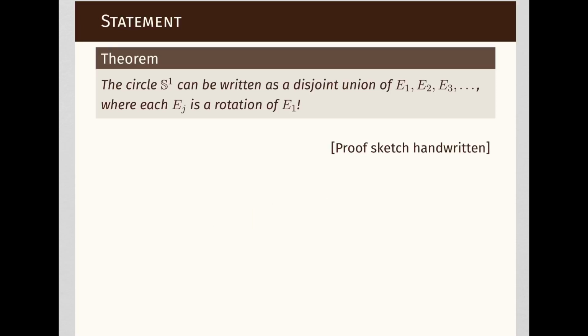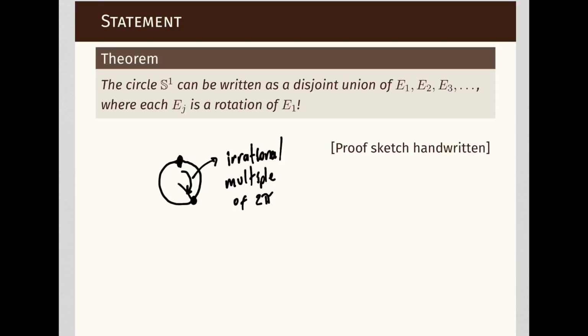Before we discuss why the existence of this set causes us some serious problems from the point of view of measure theory, let's sketch the proof of this theorem. The sketch would be the following. Start with some very small set E1. Let's say E1 can be just a point here, and another point here, such that this angle is an irrational multiple of 2 pi. So 2 pi is the angle here.